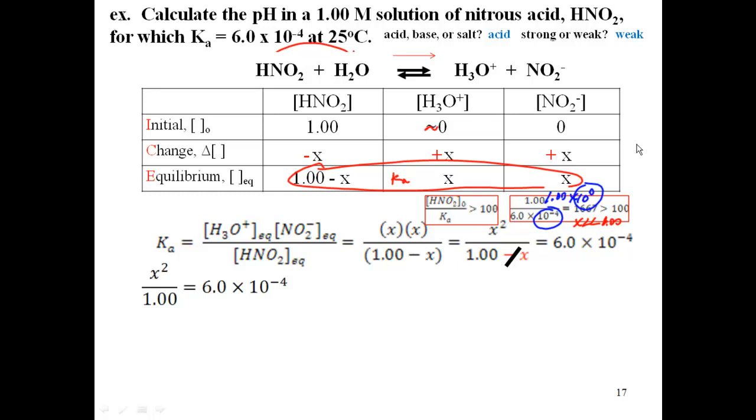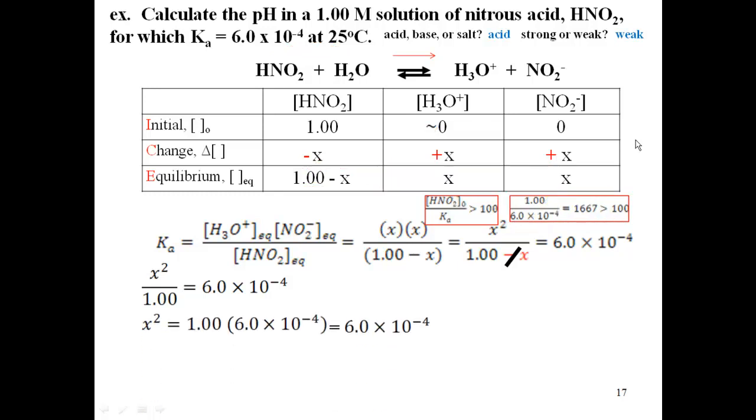Multiply both sides by 1, which then gives me X squared is equal to 6.0 times 10 to the negative 4th. Where do I go from here? Well, I got an X squared term equal to some numeric constant.